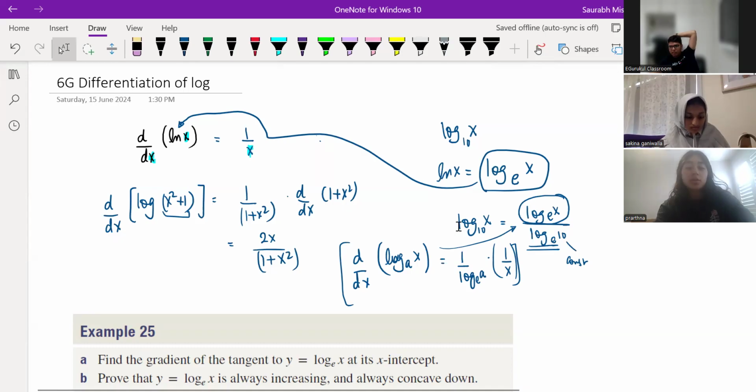Pratna? So I have a question. Yeah. For part A, it says at its x-intercept. What does that mean? Like, what is its x-intercept?